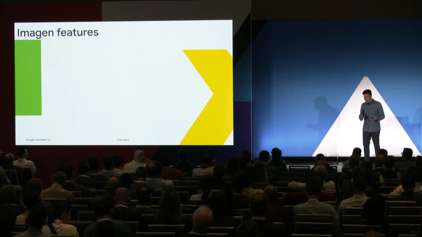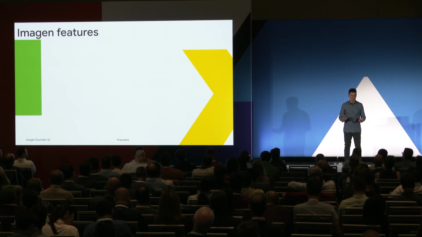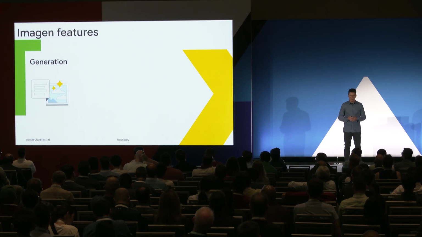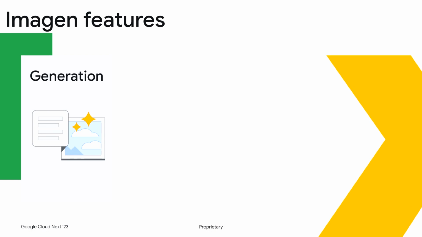Now, today, I'm pleased to share that Imagen has a number of really exciting features. And I wanted to cover, at a high level, the 4 key features it offers today. So the first feature is generation. I shared the cat example earlier, right? Generating an image, text to image generation. So that's the key core feature.